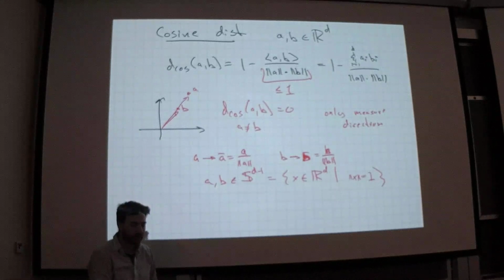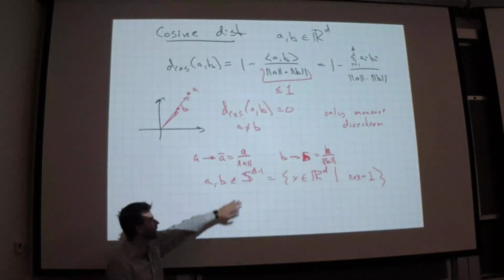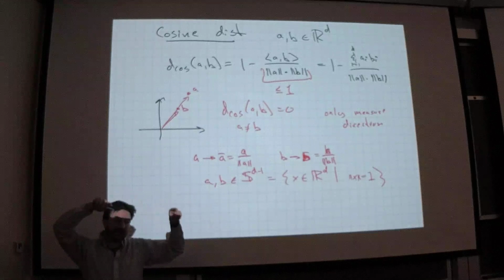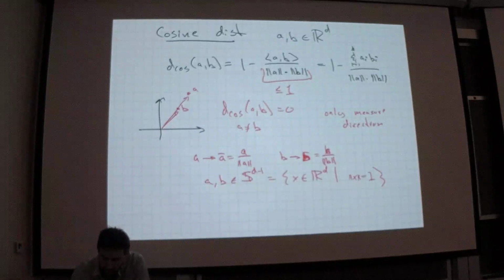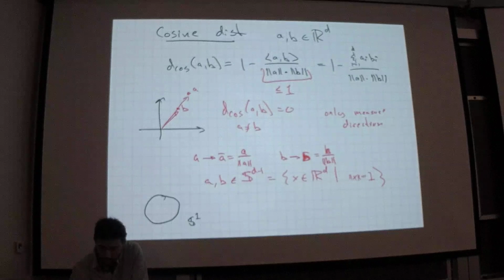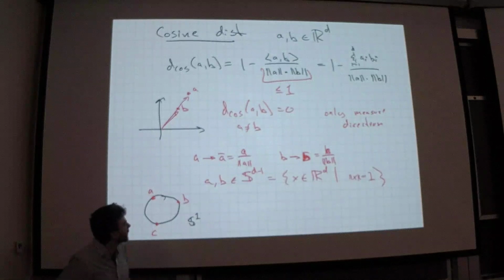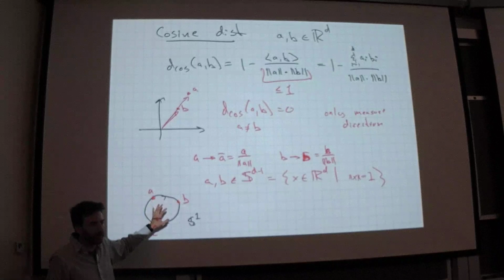Unfortunately, this is still not a metric, even if I restricted the space. It doesn't quite satisfy the triangle inequality. You can illustrate this on S^1, a sphere, where I can run into some issues with A, B, and C. Anyways, there are some technical issues where it doesn't satisfy the triangle inequality.